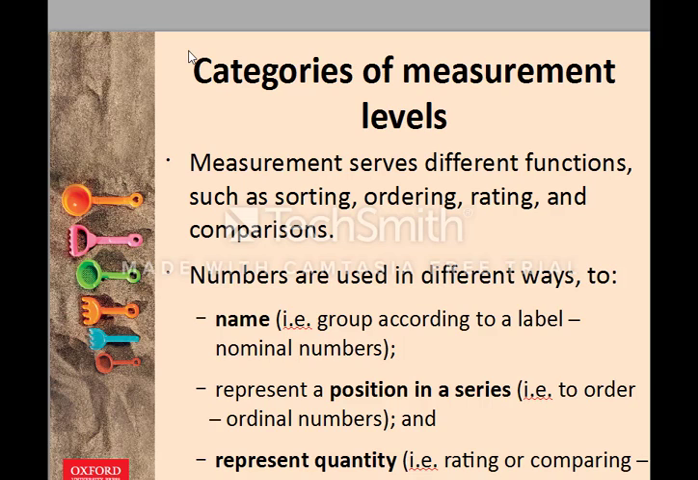So, different categories of measurement levels. Measurement helps us to do different things. It helps us to organize things, it helps us to rate them, and it helps us to compare them. So I can organize you according to people who would prefer to watch cricket and people who would prefer to watch football. I can order you from shortest to tallest.